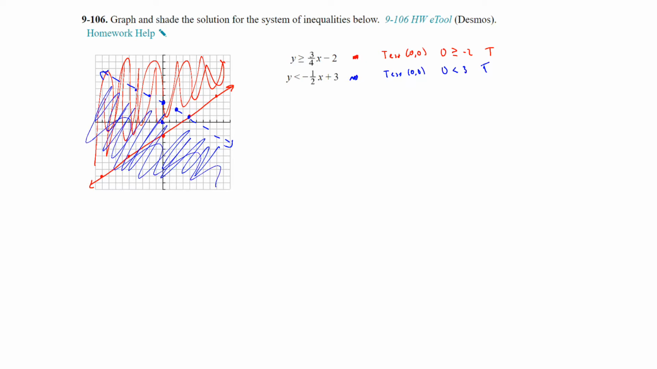And so where they overlap, that's what we're looking for, is the solution. So where they overlap is our solution. So you can see that in this region right here is where the overlap is.